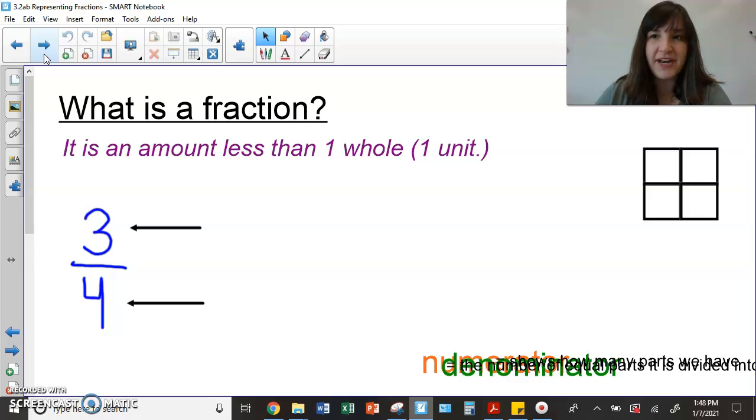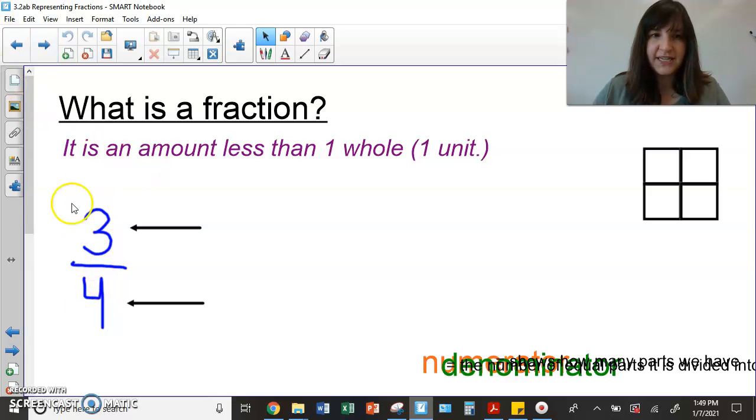So let's talk about what a fraction is. A fraction is any amount less than one whole or one unit. Sometimes we have parts of one and we need to show those parts. Like if you have one whole sandwich, but you cut that sandwich into 2 pieces or 4 pieces, you need to be able to use something to represent the amount that is. So that's why we use fractions and decimals to represent those amounts.